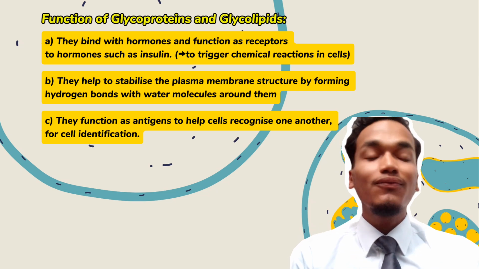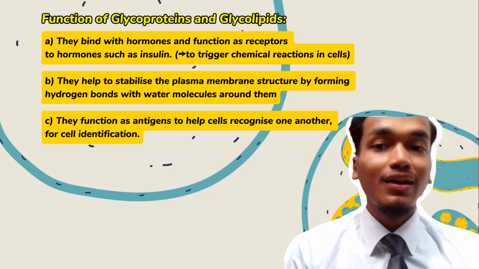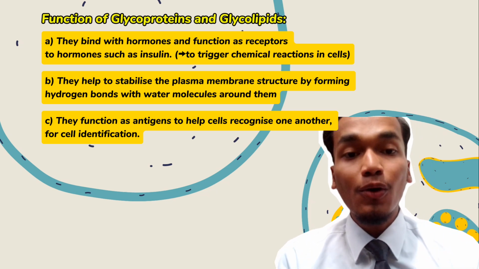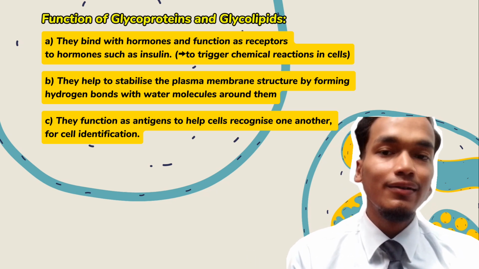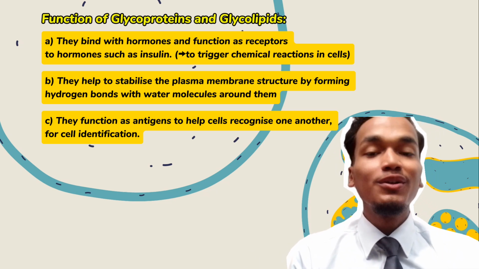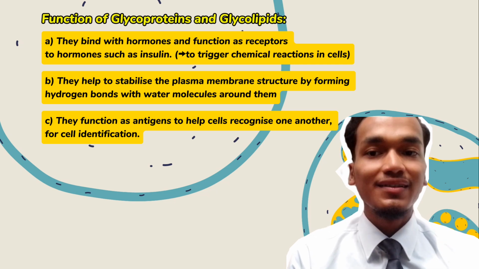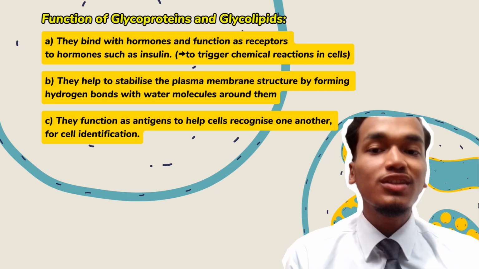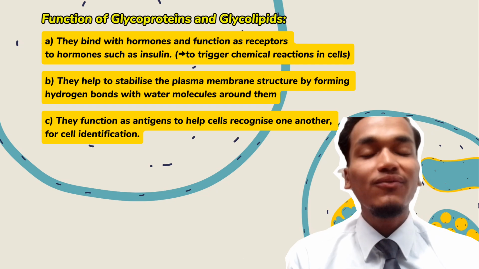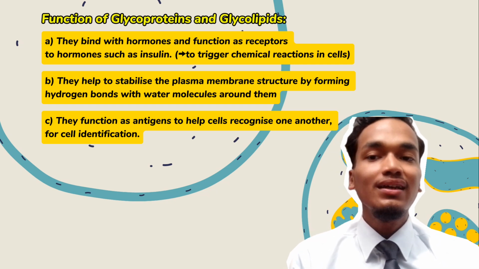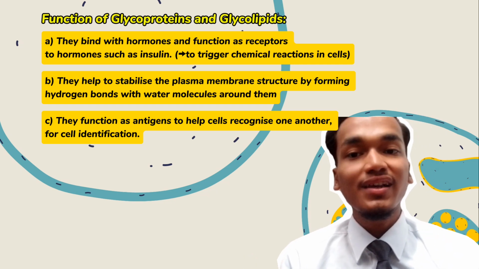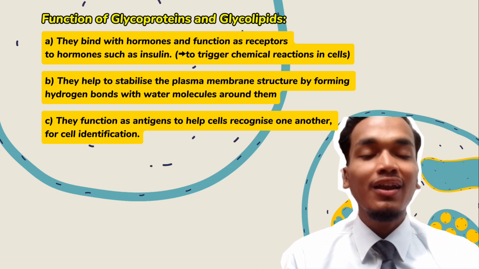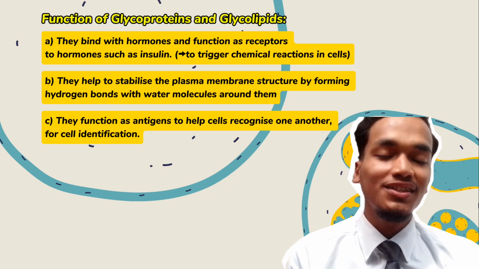There are many functions of glycoproteins and glycolipids. The first function is they can bind with hormones and function as receptors to hormones such as insulin. When they bind to a hormone, they will trigger a chemical reaction in the cells. The second function is they help to stabilize the plasma membrane structure by forming hydrogen bonds with water molecules around them. And lastly, they function as antigens to help cells recognize one another, and also function as cell identification.